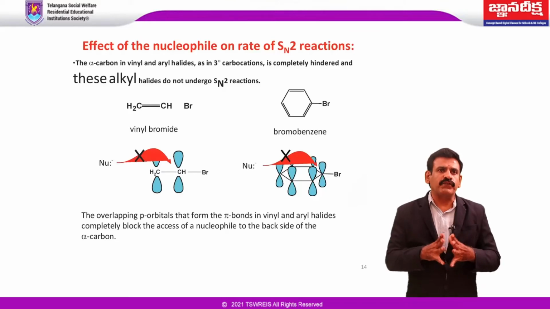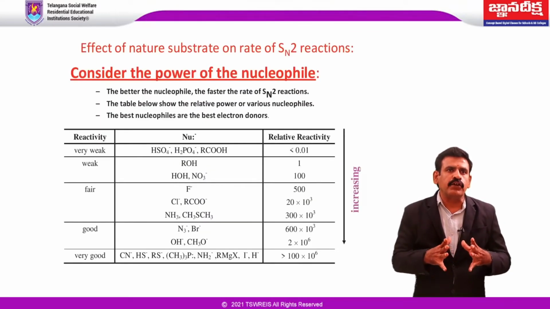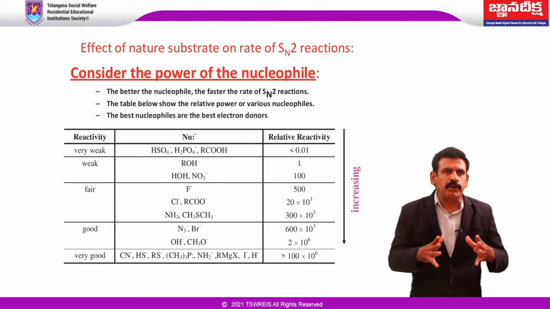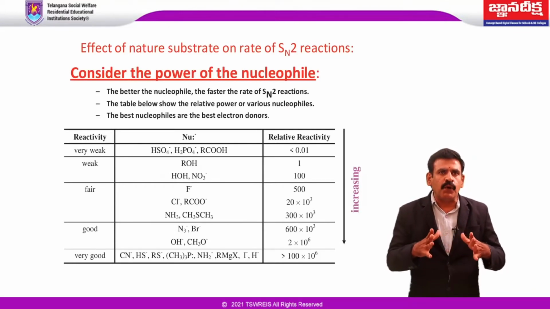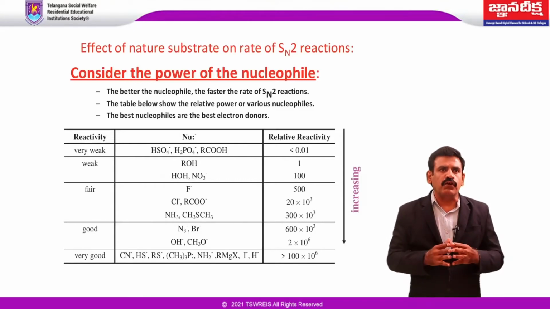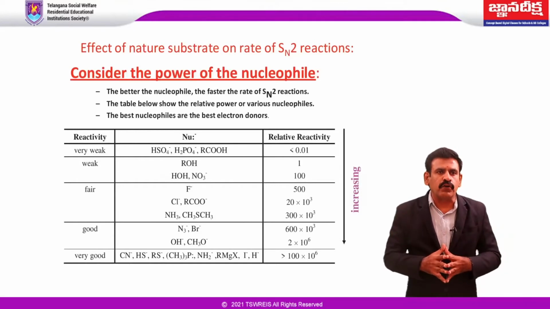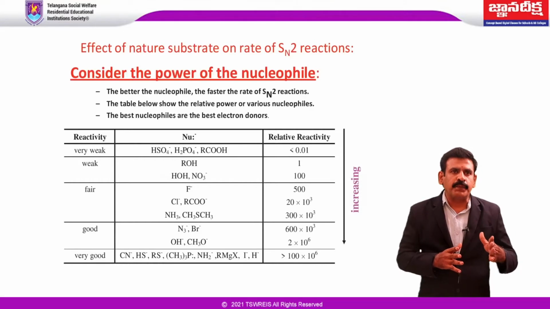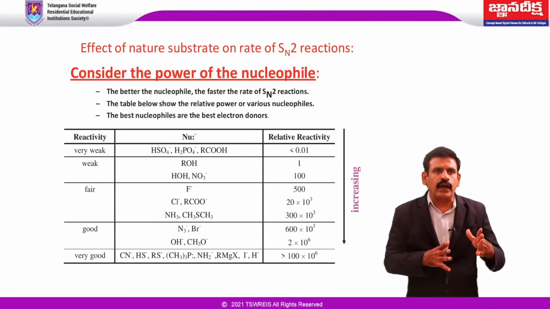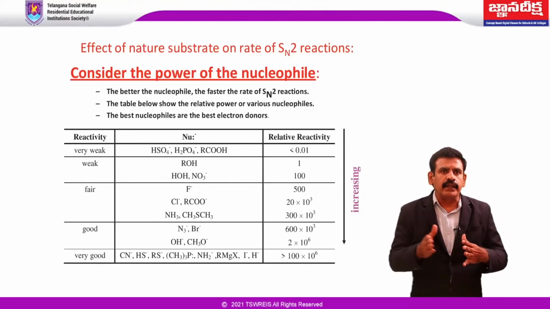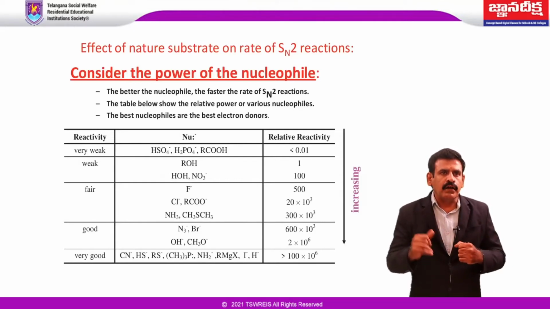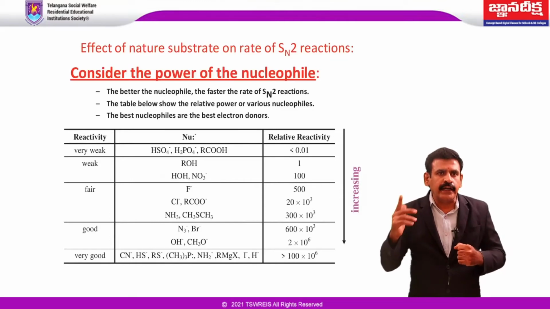So consider the power of the nucleophile. The better the nucleophile, the faster the rate of SN2 reaction. The table below shows the relative power of various nucleophiles. The best nucleophiles are the best electron donors. See here bisulfate, biphosphate and acetic acid. They are very weak relatively. Their strength is 0.01. Then weak, that is alcohol, water, and nitrate ion.